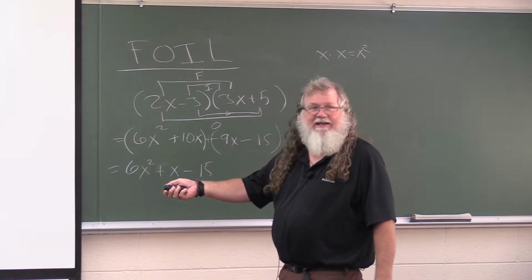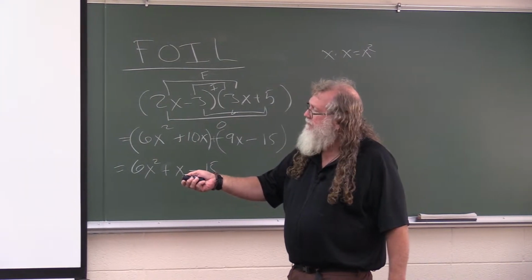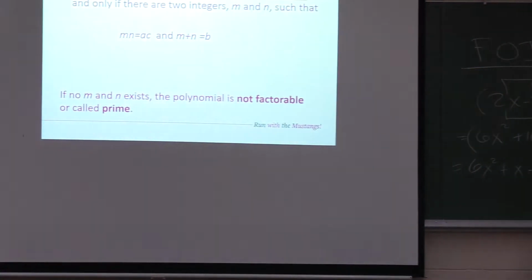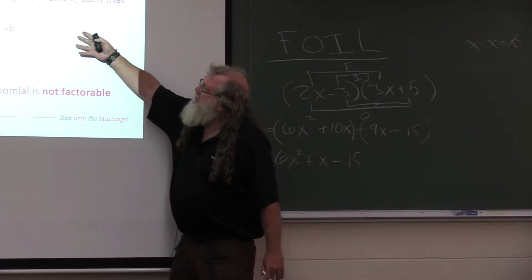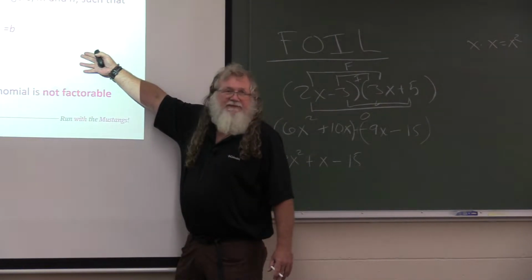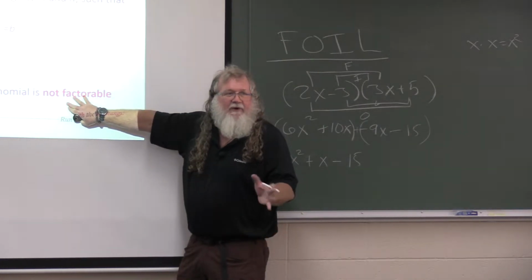So, if you cannot find them, then we say the polynomial is not factorable, or we say the polynomial is what? Prime. So the cool thing about this test is, once you've tried all the possible combinations, if there's none that works, then you know it's what? A prime polynomial. You can't break it apart.